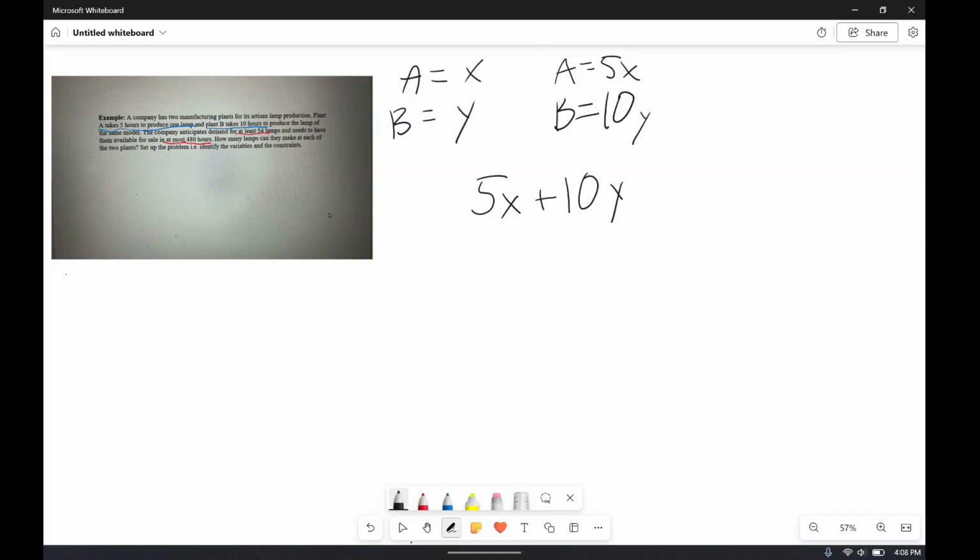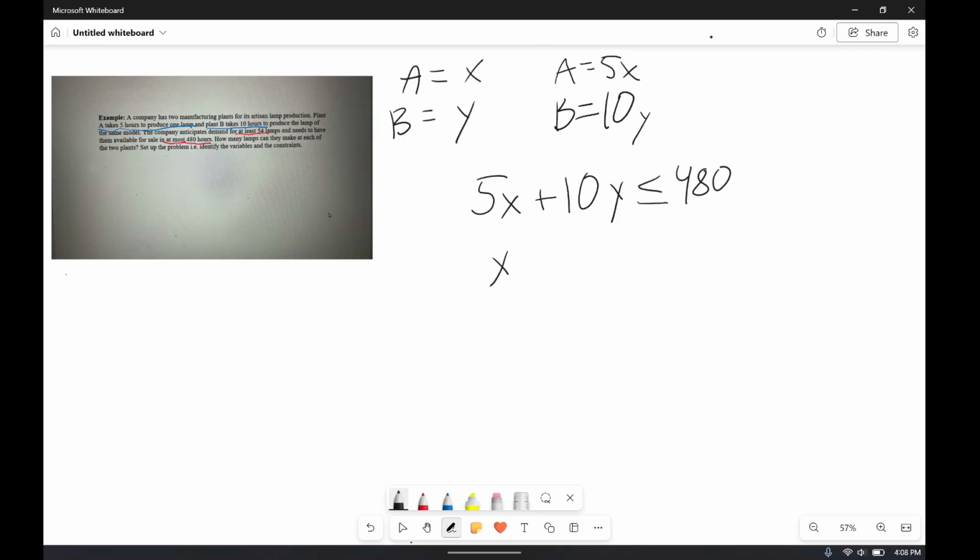They can't go over, like reading strategies: it can't go over 480 hours, but it can also be 480 hours. It just can't be over 480 hours. So it has to be less than 480, but it can also just be 480, right? And the company anticipates demand for at least 54 lamps.